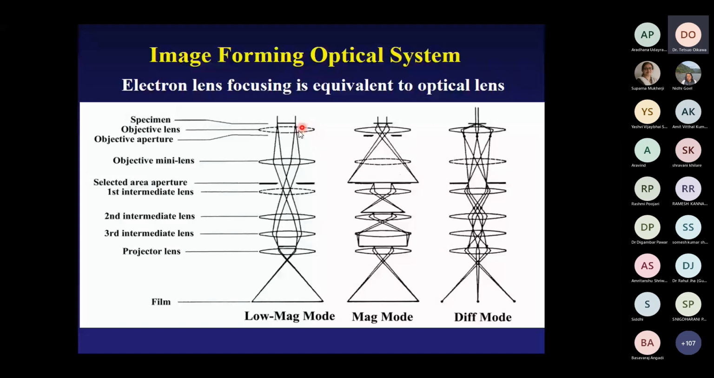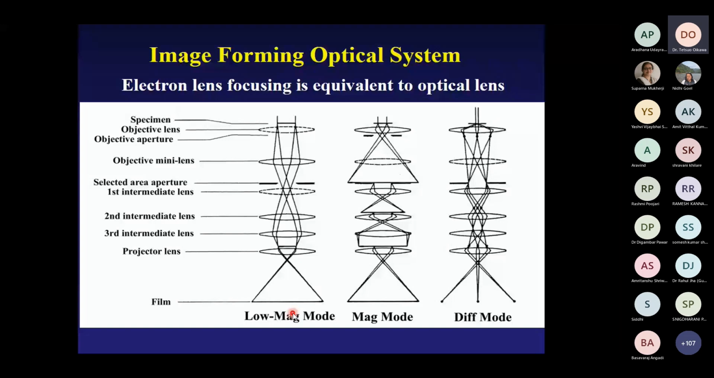Instead of the objective lens, the long focal length objective mini lens is used. Due to the long focal length, magnification is very low, and the low magnification of the intermediate lenses is combined. Finally, we can obtain the lowest magnification, about 20 or 50 times. This is similar to the optical microscope magnification.